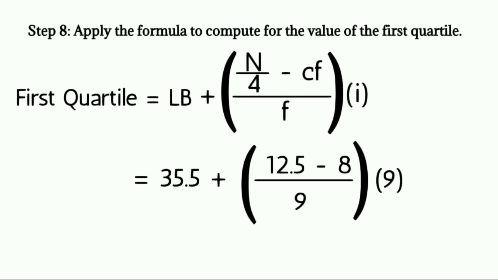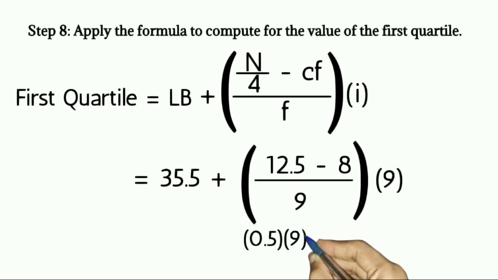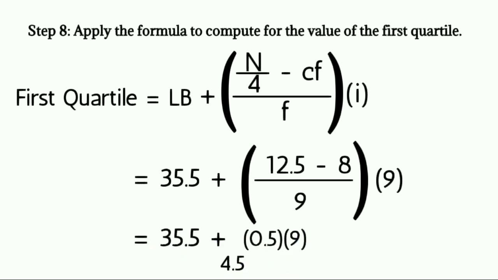12.5 minus 8, that is equal to 4.5. Divided by 9, that is equal to 0.5. Times 9, that is equal to 4.5. The first quartile is equal to 35.5 plus 4.5. 35.5 plus 4.5, that is equal to 40. Therefore, the first quartile is equal to 40.